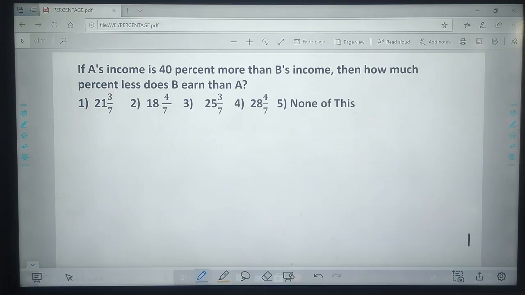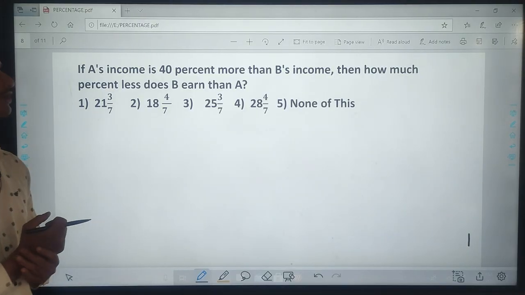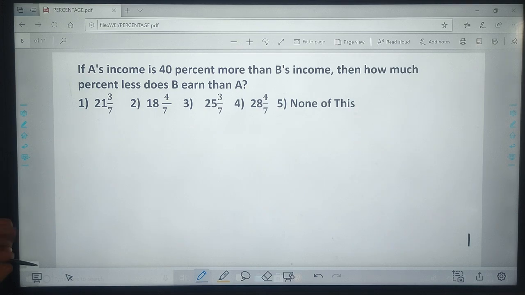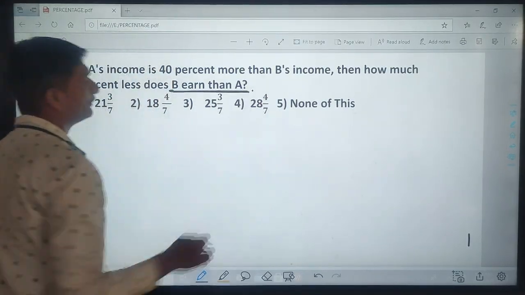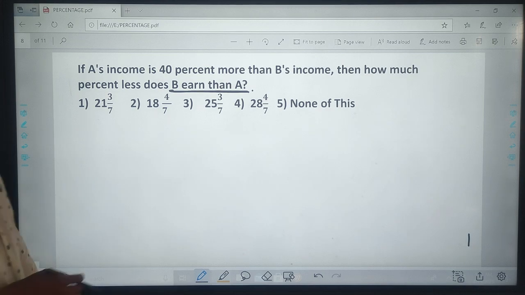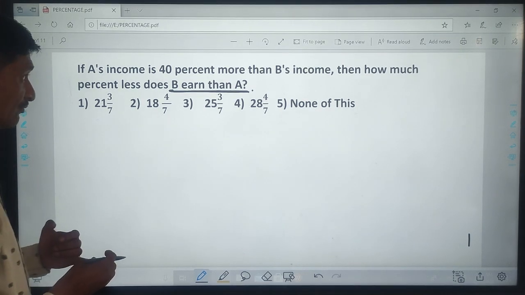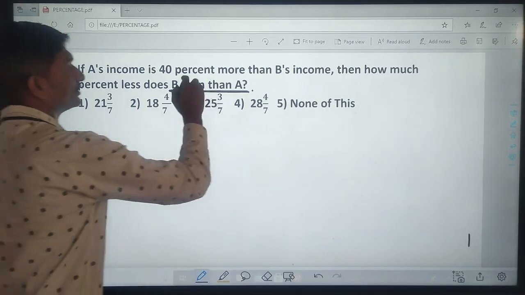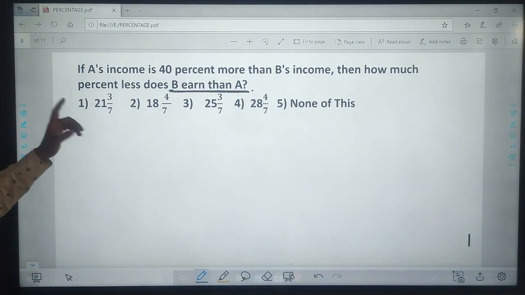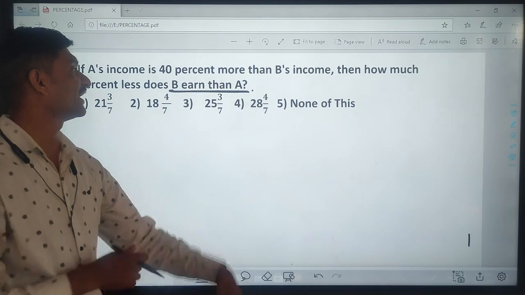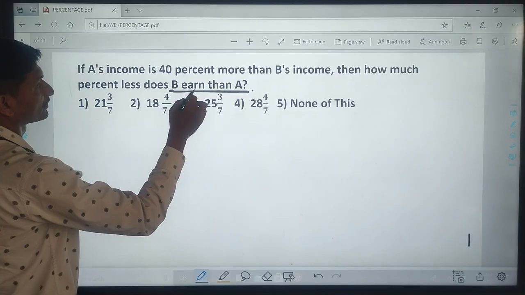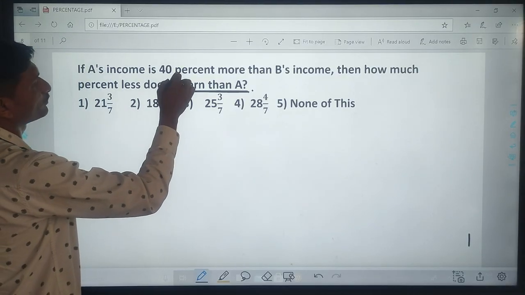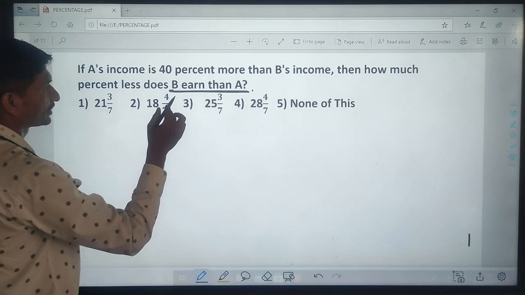If A's income is 40% more than B's income, then how much percent less does B earn than A? Now here we find how much B earns less than A. A's income is 40% more than B.